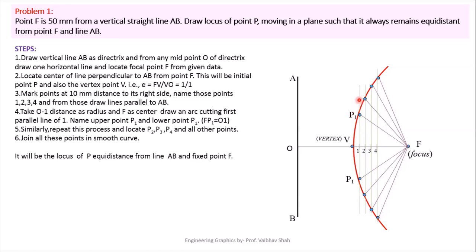So you have to write down P2, P3, P4 here. And here also P1, P2, P3, P4. You can also specify the dimension of vertex to directrix distance somewhere here in the examination to get full marks. Now let us see one more example.